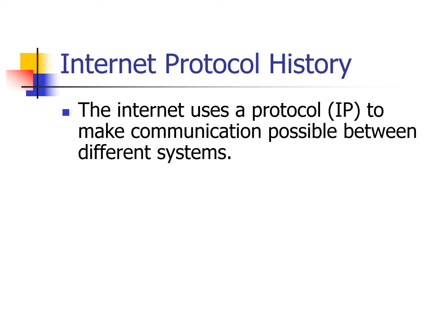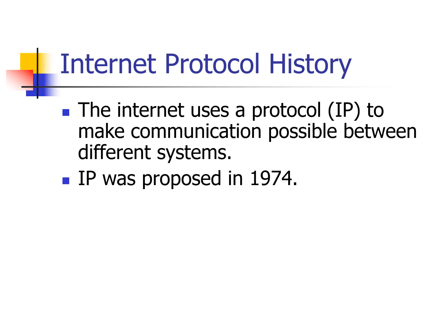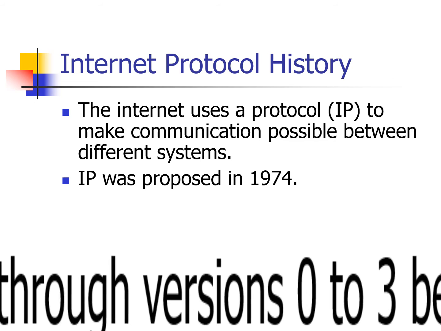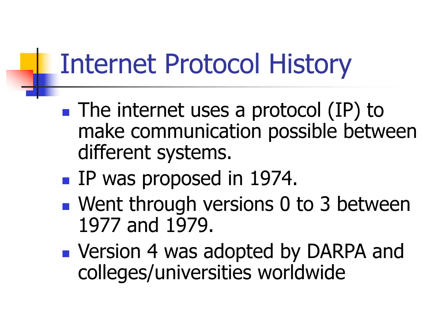So the internet uses IP to make communication possible between the different devices on the network. It was proposed in 1974. We went through different versions, between 0 and 3, between 1977 and 1979. And then after that, we got version 4, and that was the one that was widely adopted by DARPA and colleges and universities worldwide.